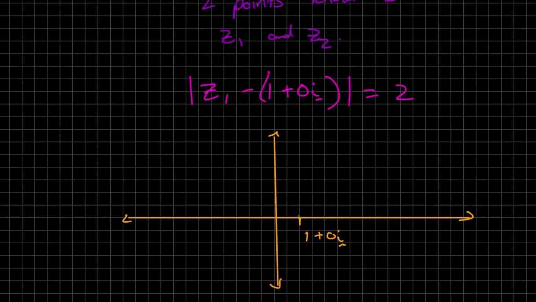So we know that this point over here would have a distance of 2 from 1 plus 0i. So would this point, and so would this point, and so would this point. Again, this gives us our circle. This allows us to graph our circle. Okay, let's try another example now.